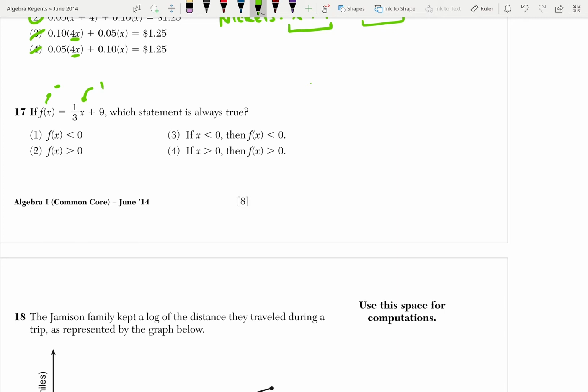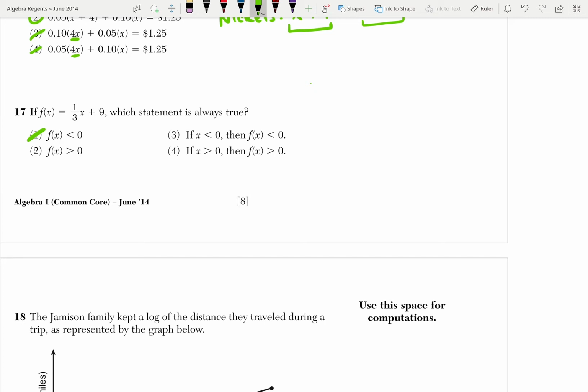If we plug in 1, that's 1/3 plus 9. Positive plus a positive gives us a positive number. If you plug in 0, that also works. Right? If you plug in 0, 1/3 times 0 is 0, and f of x is just 9. So this function is not always negative. Okay, so let's look at option 2. That option is saying that this function is always positive. We know that it's sometimes positive, but is it always positive?